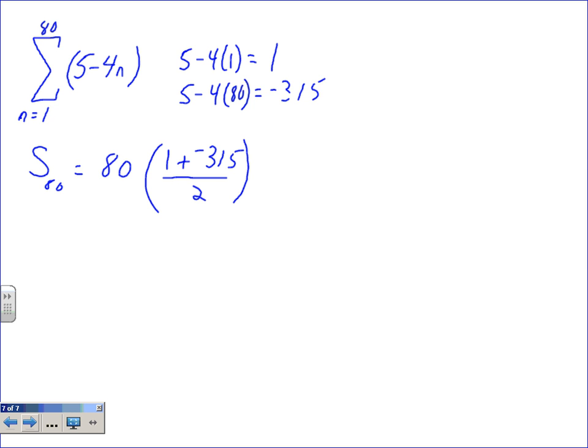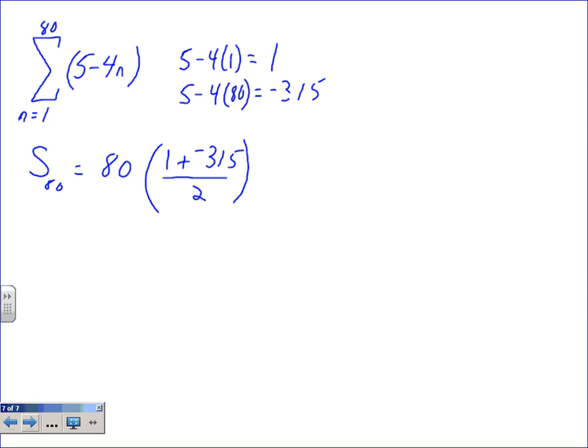You take the first and the last. First term, the 80th term, divided by 2. Yes? That's the sum of the first 80 terms? Yes, that's what this is. This is a summation symbol. It means the sum.